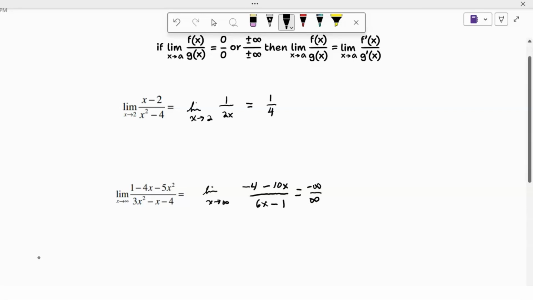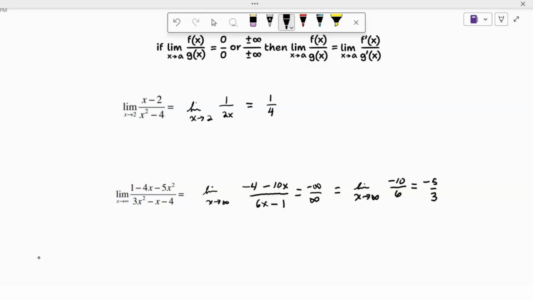So it's still in a form that we can't see the answer. So again, we do the same thing. We take the derivative of the top and bottom. We continue with that. So we say the limit as x approaches infinity, and we're going to say the derivative of the top now would be negative 10, and the bottom would be 6, and since it's a constant, we have our limit, so the answer is negative 5/3.